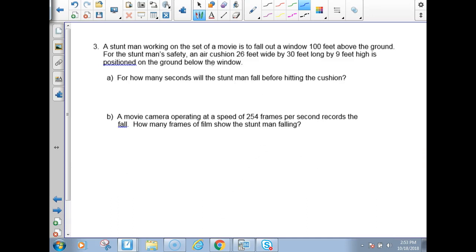All right, so a stuntman working on the set of a movie is to fall out of a window. Okay, so he's in a window that's 100 feet above the ground. Sometimes I like to make a little picture. So here's your little man. He's about to jump out the window.